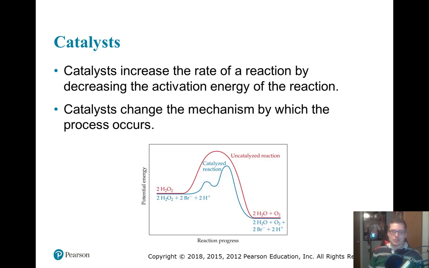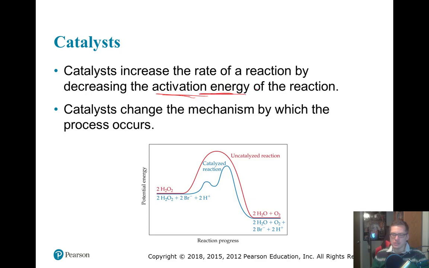Alright, so we've mentioned before that catalysts increase the rate of reaction. It was one of our main ways that we can increase the rate of reaction, but we never really talked about why that occurs. And so in this video, this is where we're really going to hit the ground running with why do catalysts work the way that they do. Alright, so catalysts increase the rate of reaction by decreasing the activation energy.